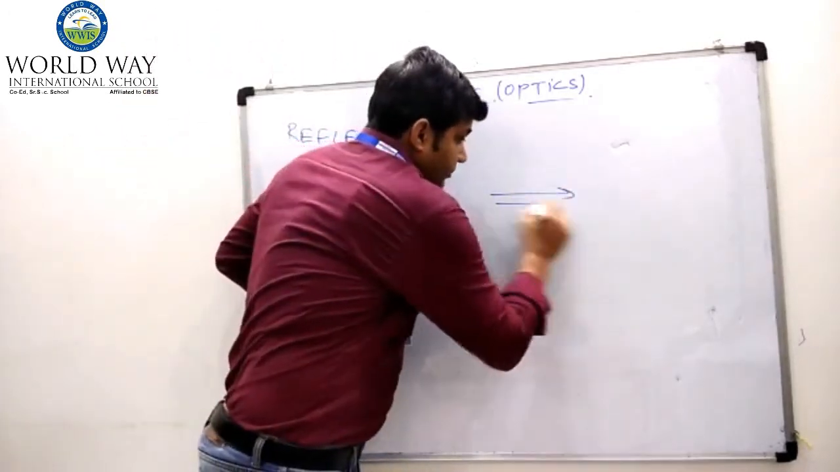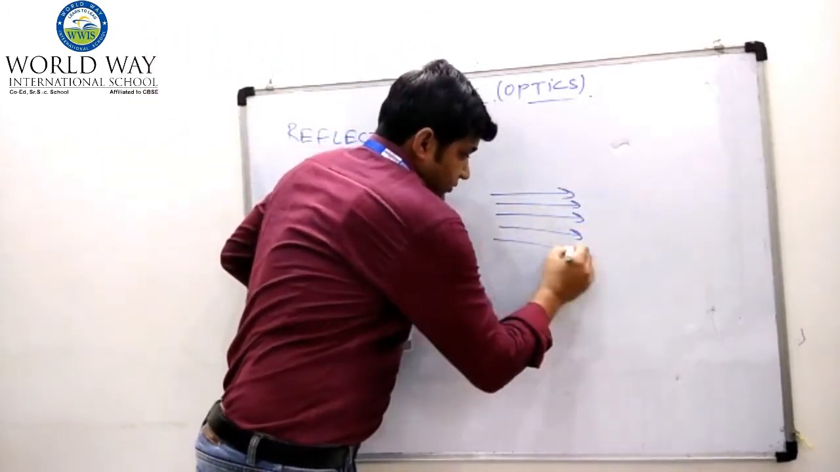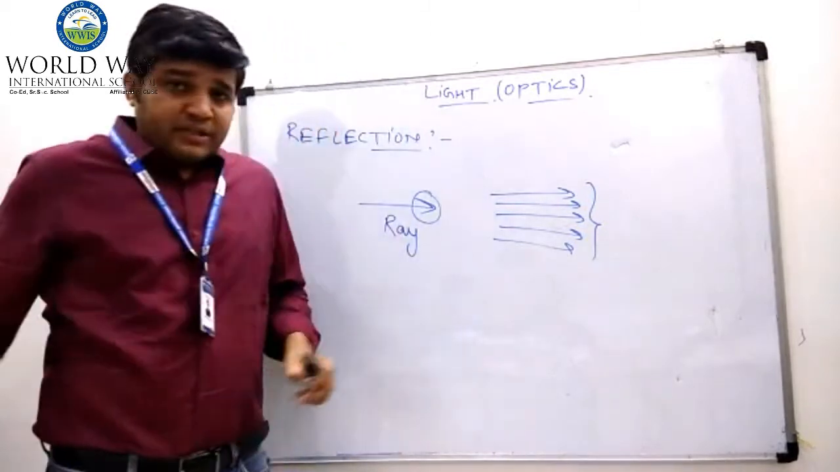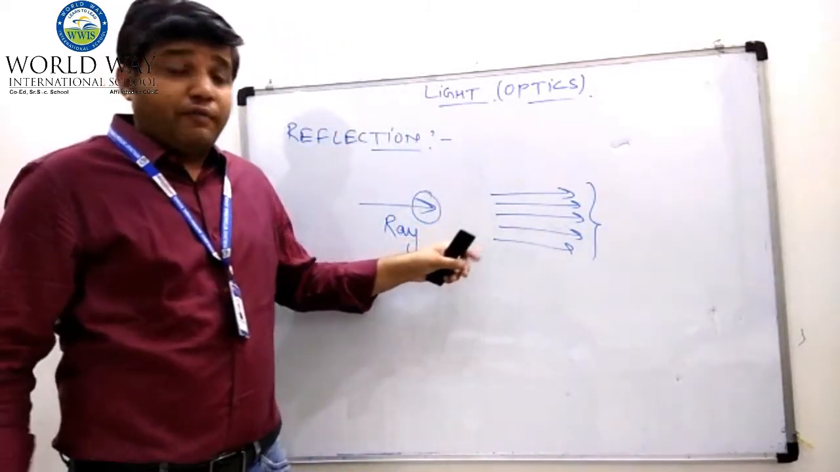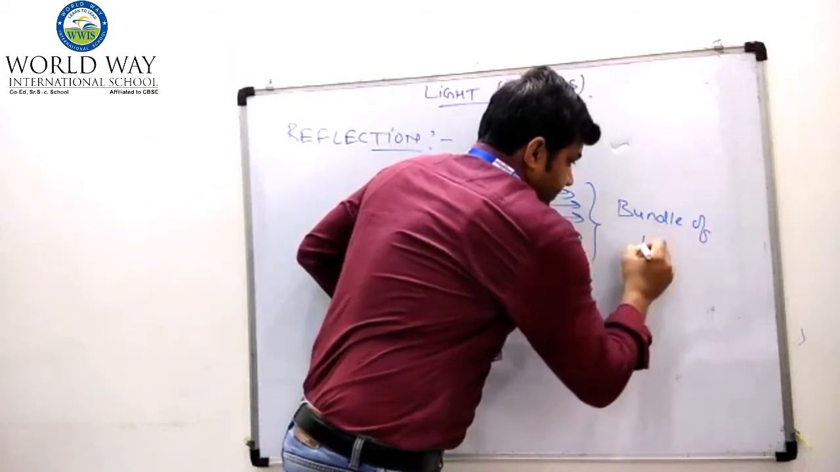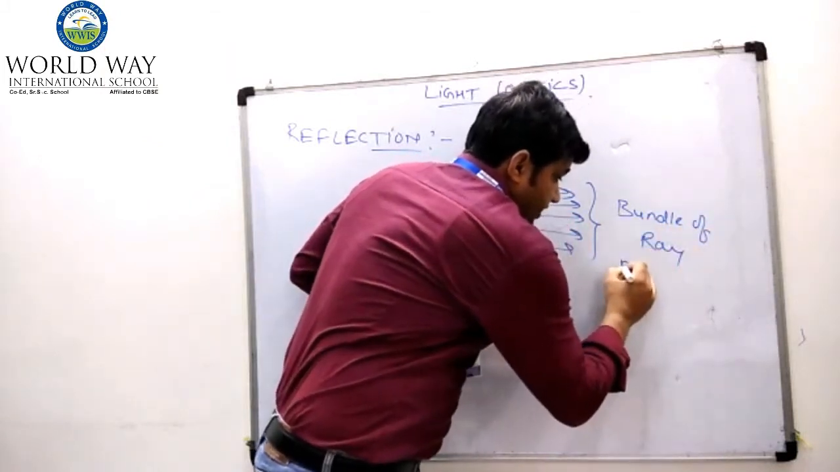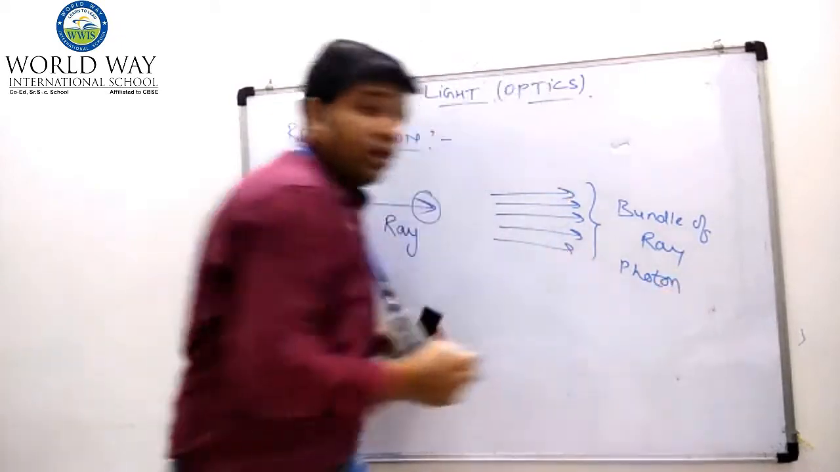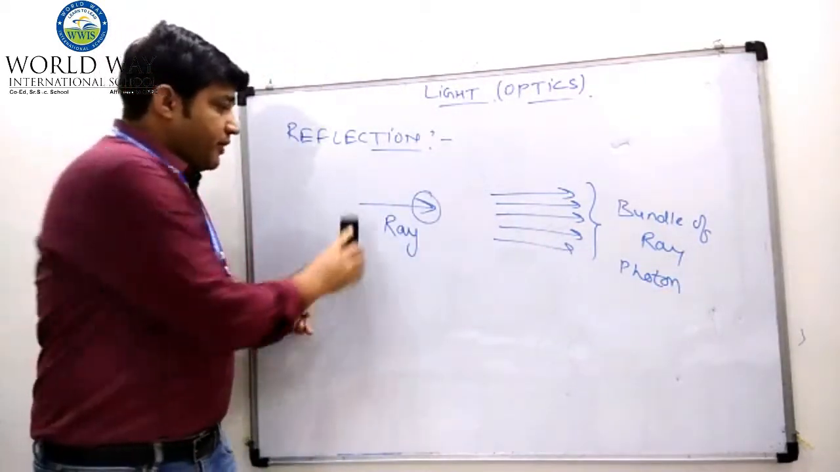If we combine the parallel rays, or more than 2 or 3 rays, this is also called a bunch of rays or bundle of rays. This is also known as photon.